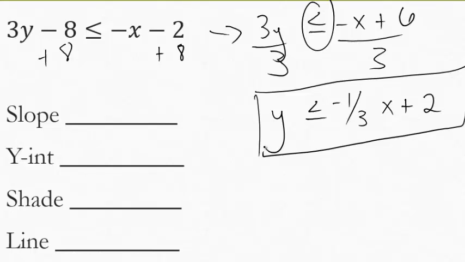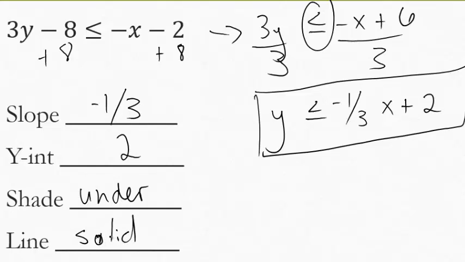So now the slope of this inequality is negative 1 over 3. Our y-intercept is positive 2. Our shade, since it's less than, will be under. And our line, since it's less than or equal to, will be a solid line. So just put solid. Okay, so now let's go ahead and graph this.